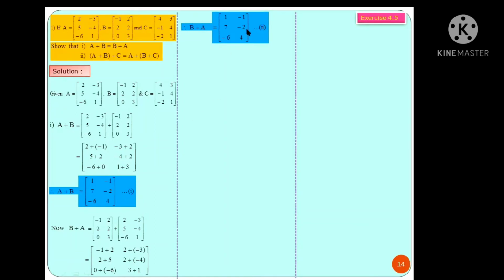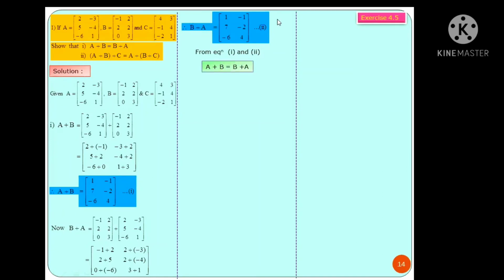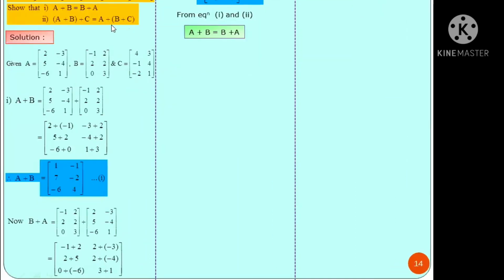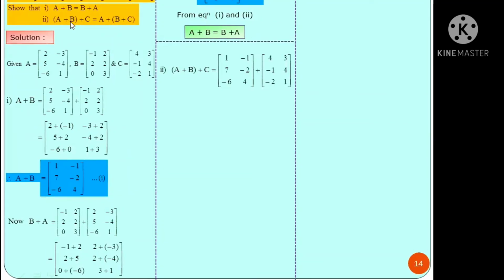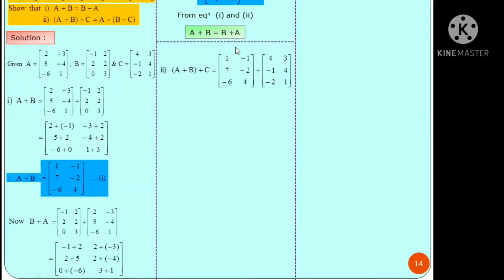Observe from equations 1 and 2, these two matrices are equal. Hence, from 1 and 2, we can write the sum of matrices A plus B is the same as B plus A. To prove the second result, first take the LHS, that is A plus B added with C. We have already calculated the A plus B matrix. This is highlighted. Use it here. Check. 1 minus 1, 7 minus 2, minus 6, 4.